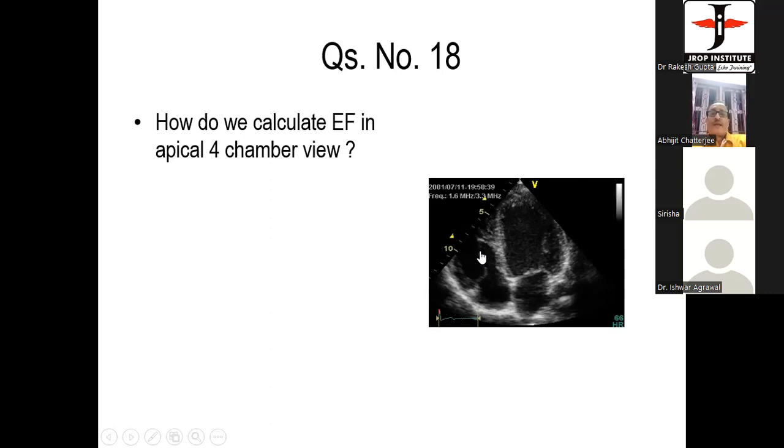So, modified Simpson method, and it should be more than 35% to be normal. Modified Simpson method for right ventricle? It should be more than 35% to be normal. That is not what modified Simpson method is. Can you correct yourself, please? Think over it again, because we asked you something different. He's asking for RV systolic function, not for LV systolic function. How do you assess RV systolic function?